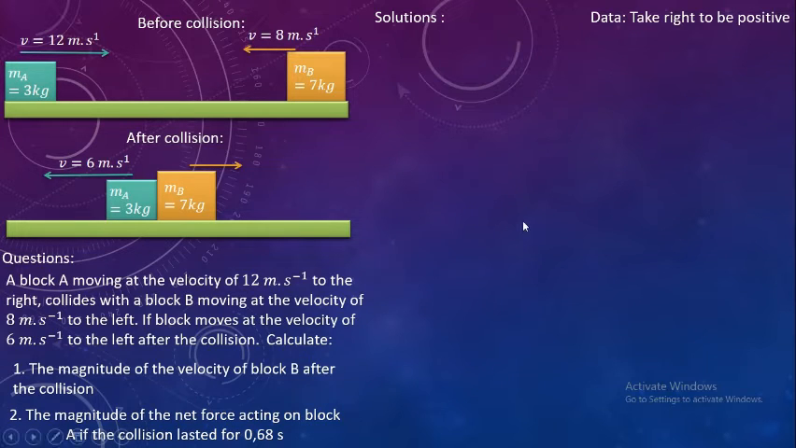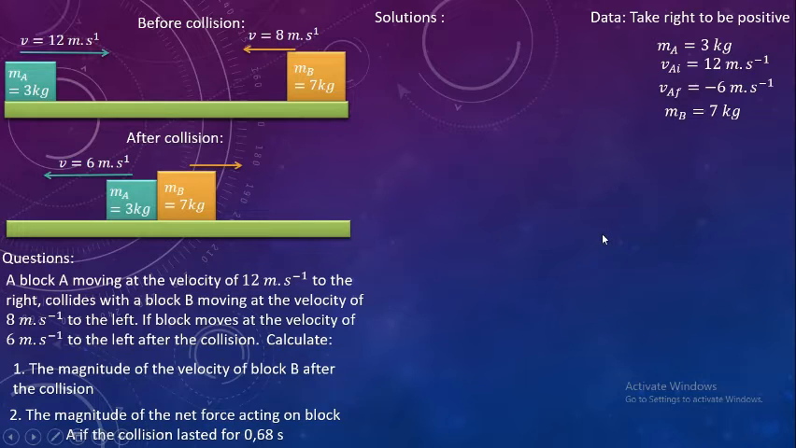Okay, so we're going to write our data down. The first thing that we write is the mass of A, block A, having a mass of 3 kilograms. Then we have the initial velocity of this block, which is 12 meters per second, bearing in mind the sign. It's going to the right, so it's positive. Then we have the final velocity of object A, which is 6 meters per second. We give it a negative because it is now moving to the left.